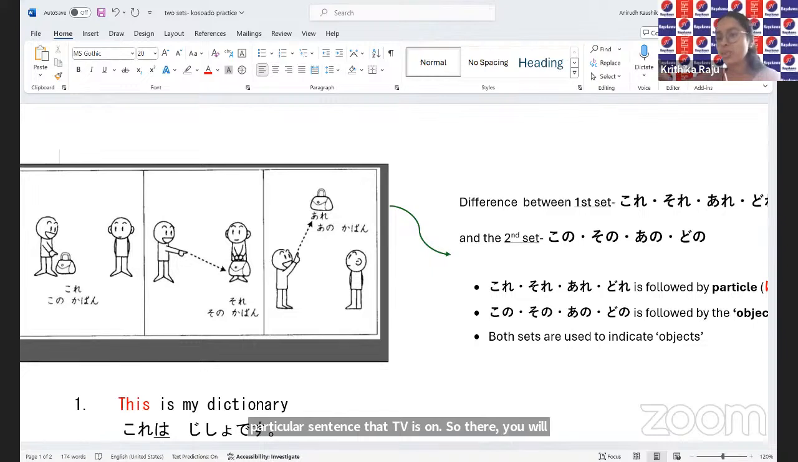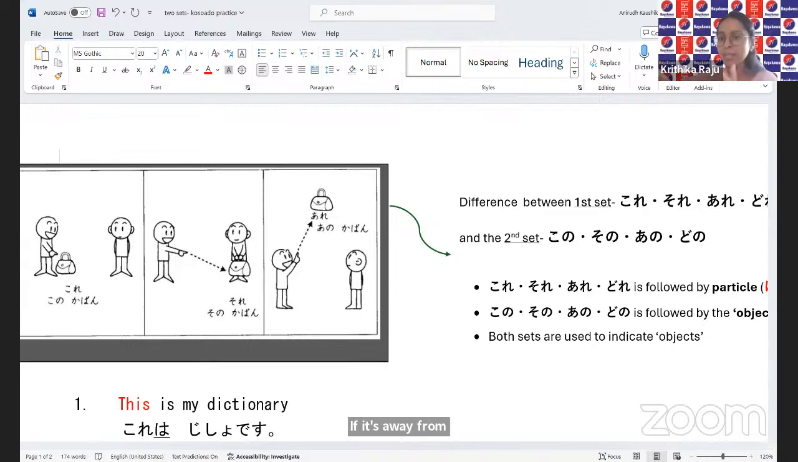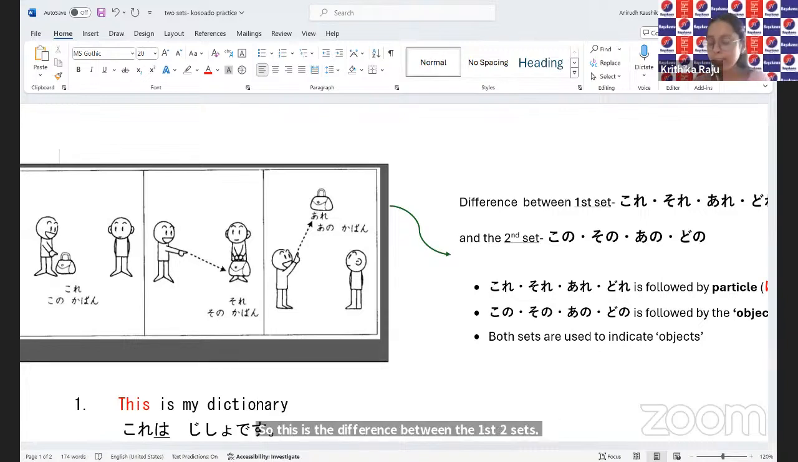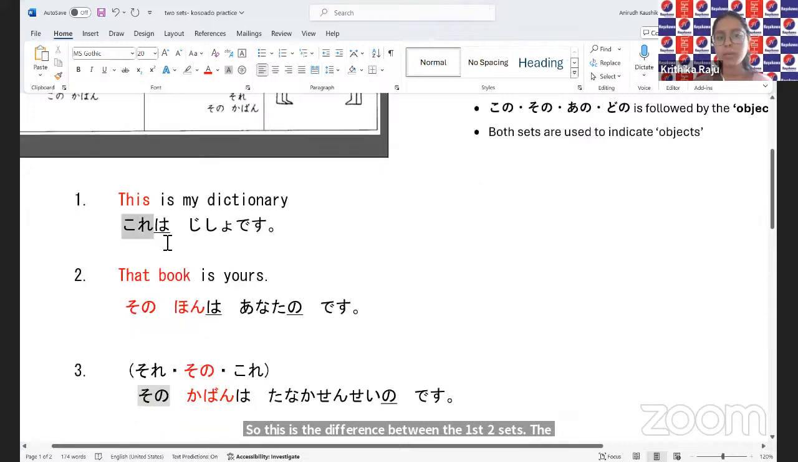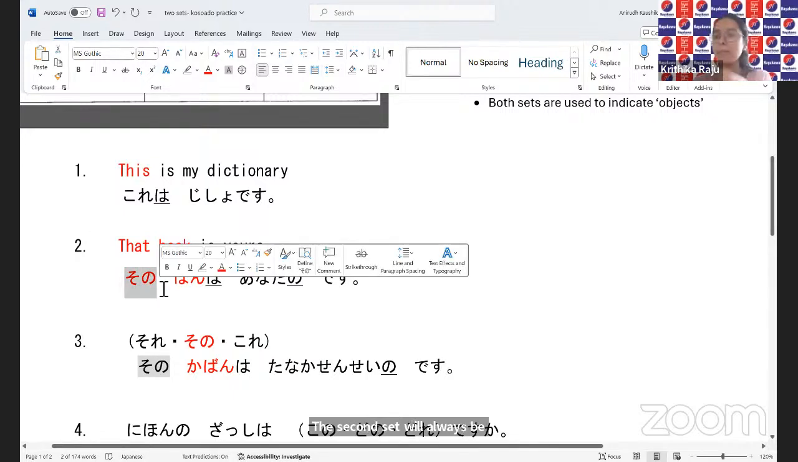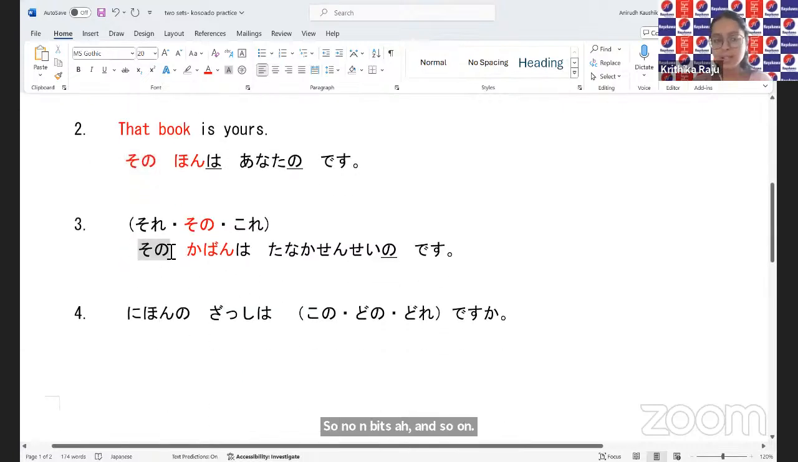If that TV is next to the listener, I will say sono terebi. If it's away from both the speaker and the listener, I will say ano terebi. So this is the difference between the first two sets. The first set is always followed by a particle, right? You see kore is followed by the particle wa. The second set will always be followed by the noun: sono hon, ano kaban, kono terebi, sono enpitsu, and so on.